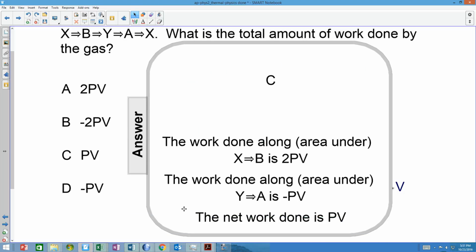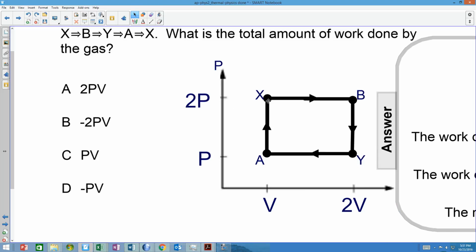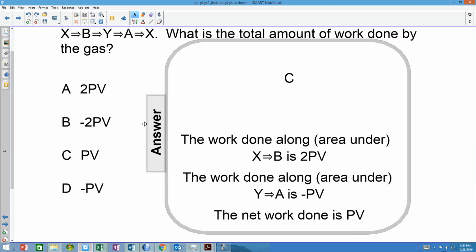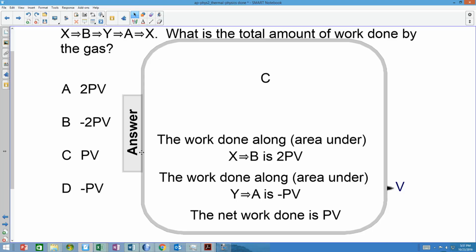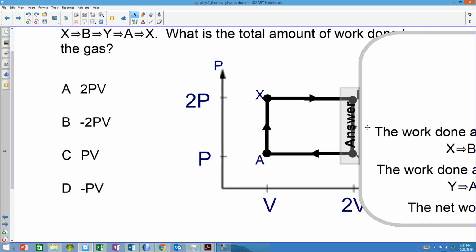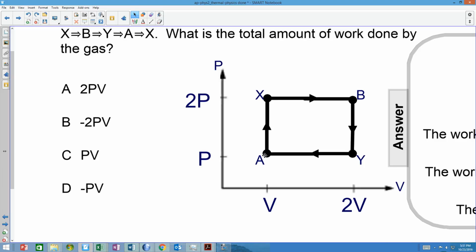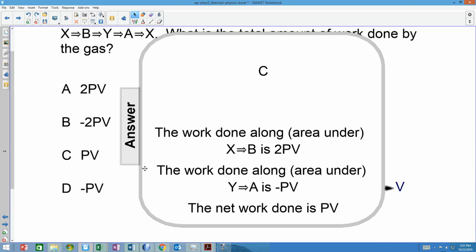You have to figure out the work done along the area under X to B, and that's going to be 2 PV. So from here to here, we're taking 2V minus V, and that gives me V, and we're multiplying that by 2P, which gives us 2 PV. The work done along the area from Y to A, from here to here, is going to be V minus 2V, which gives me negative V, times P. So that's going to be negative PV. Then the net work is going to be 2 PV plus negative PV, which gives me PV.